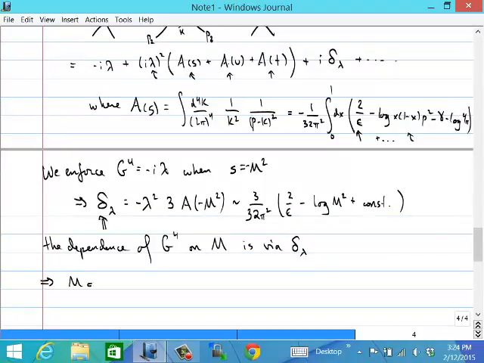And so m d by dm of G4, well, it just comes from this thing here. So the logarithmic derivative just brings down a factor of 2. And there was an overall i out front here. So you get i times 3 over 16 pi squared, because of that factor of 2 coming from the logarithmic derivative of log m squared, times lambda squared plus higher order in lambda.